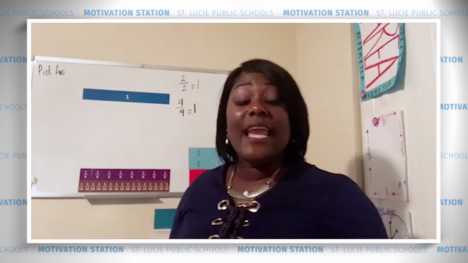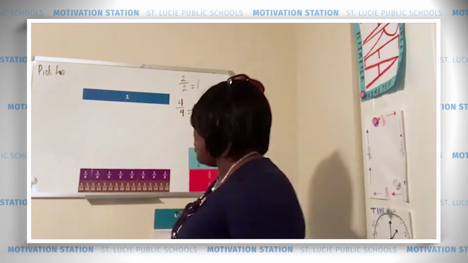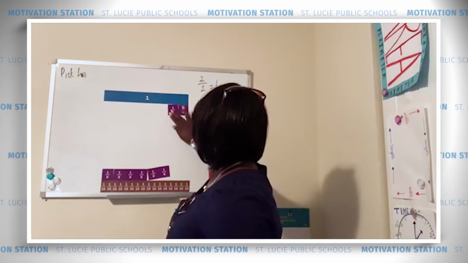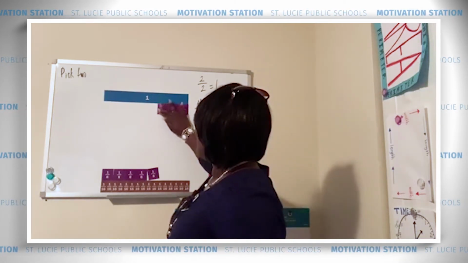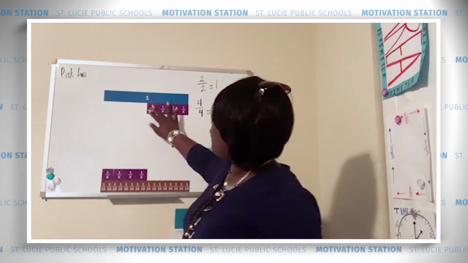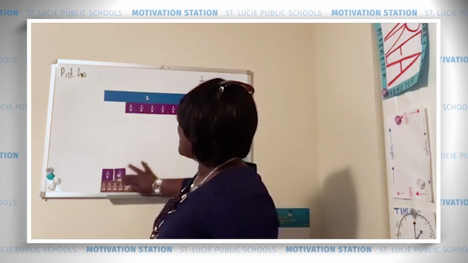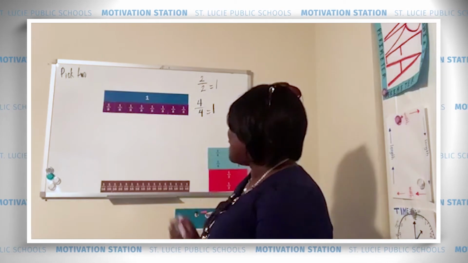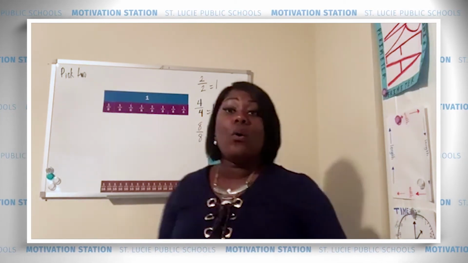What if I use the eighths? How many eighths are equivalent to 1 whole? 8 eighths. So that's 1/8, 2/8, 3/8, 4/8, 5/8, 6/8, 7/8, 8/8. So 8/8 is equivalent to 1.